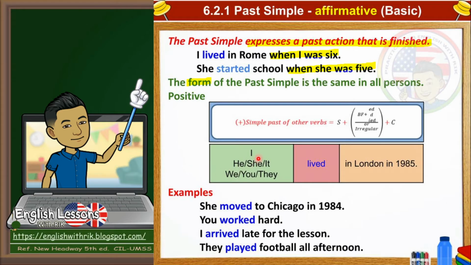Positive. I lived in London in 1985. He lived in London in 1985. They lived in London in 1985. Here are some examples. She moved to Chicago in 1984. You worked hard. I arrived late for the lesson. They played football all afternoon.